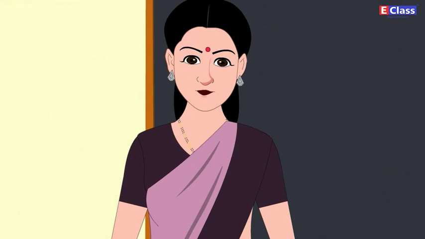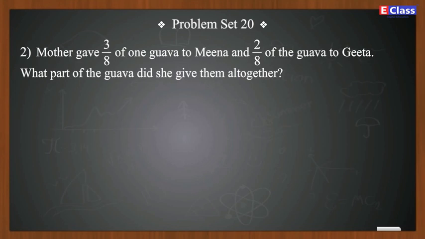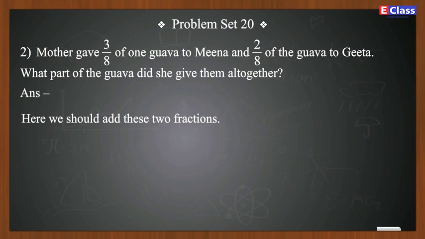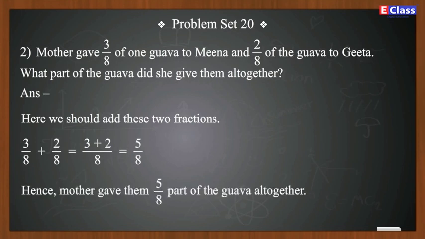Dear students, now we will solve the second question of problem set 20. 2. Mother gave 3/8 of one guava to Meena and 2/8 of the guava to Geeta. What part of the guava did she give them altogether? Answer. Here, we should add these two fractions. Therefore, 3/8 plus 2/8 is equal to 3 plus 2/8, which is equal to 5/8. Hence, mother gave them 5/8 part of the guava altogether. Now, students, you have to solve the remaining questions of this problem set.